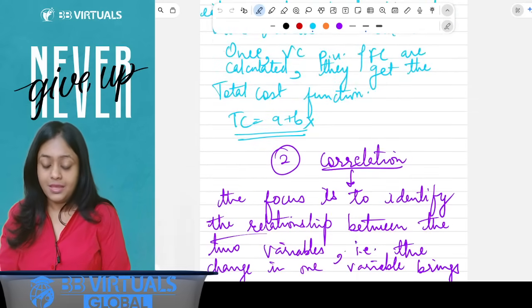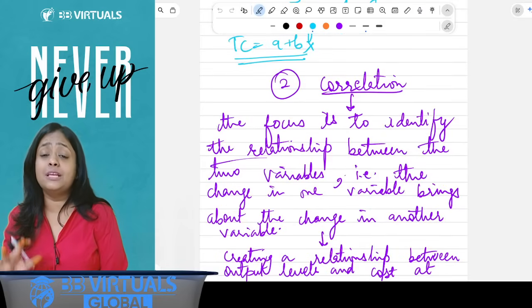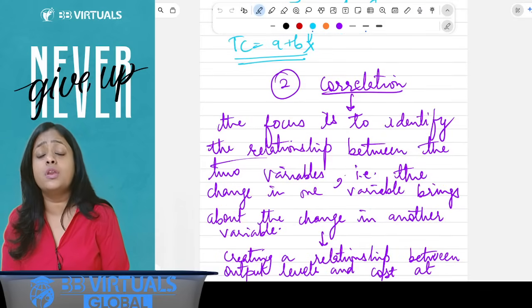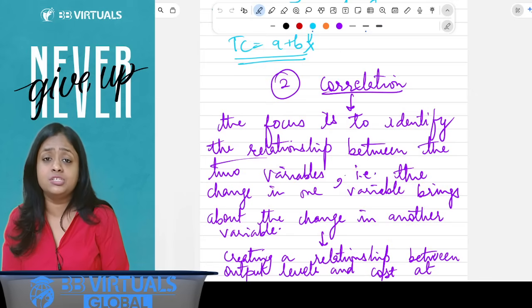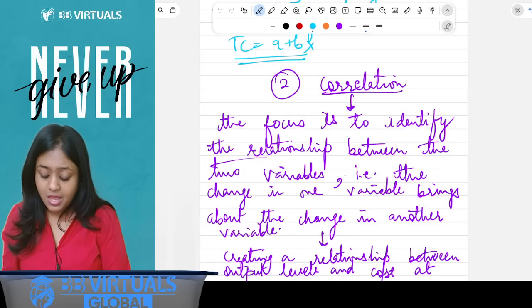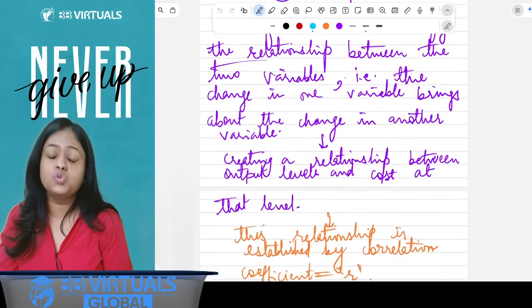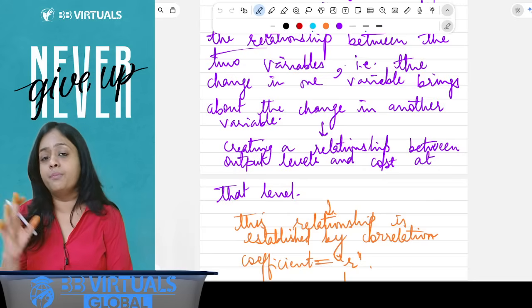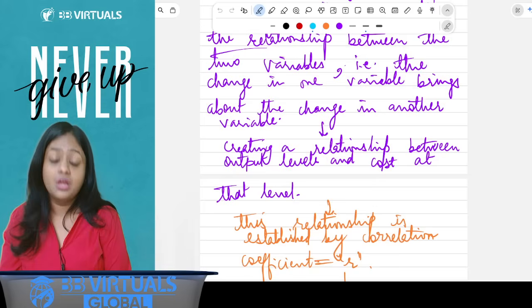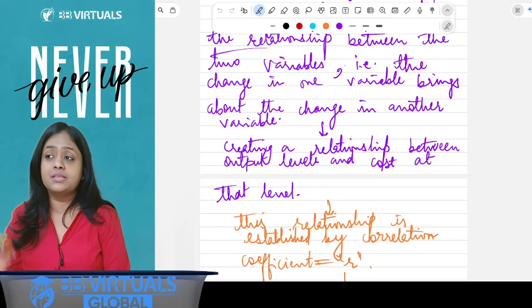Clear? Let's move on to correlation. Simply speaking, what is correlation? Correlation simply establishes the relationship between the two variables, just to know that a change in one variable will bring about a change in another variable.